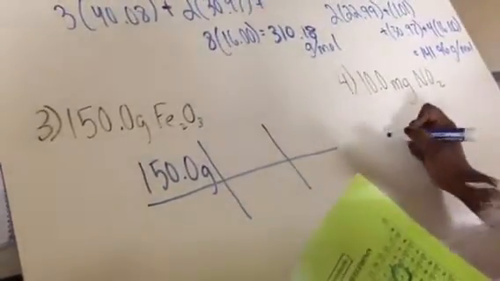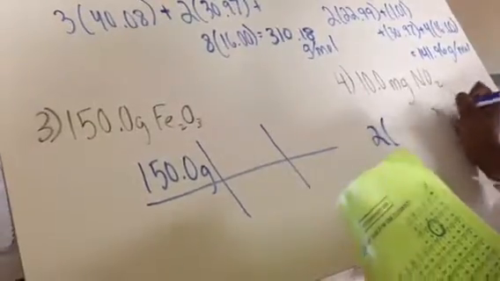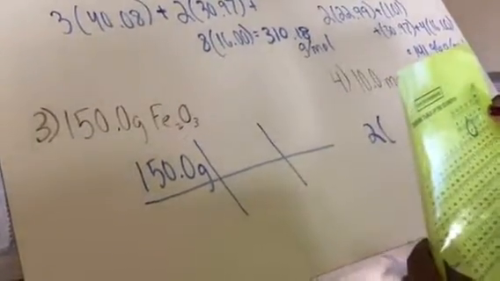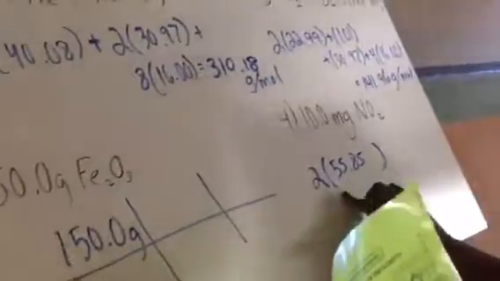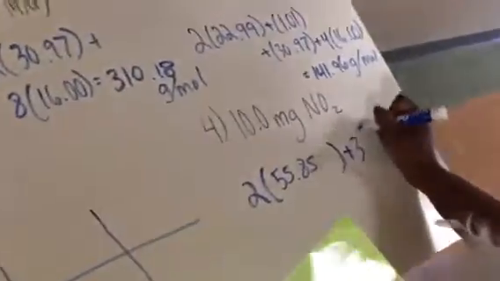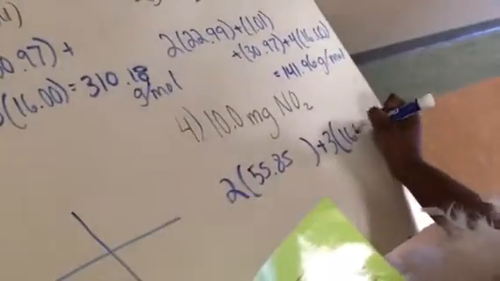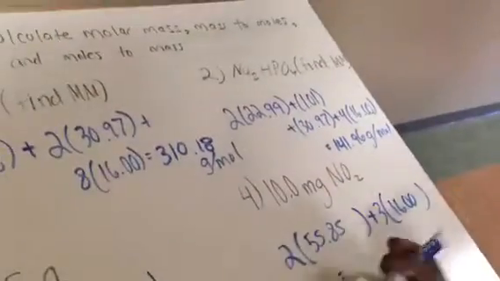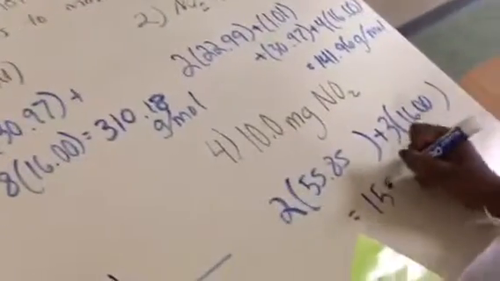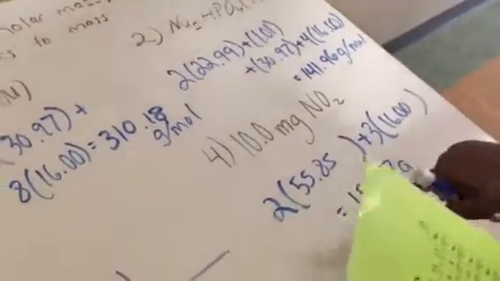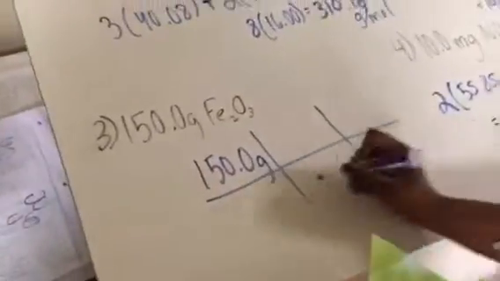So since we have 2 irons, and iron has a molar mass of 55.85, we'll do that plus 3 oxygens, which is 16.00 as its molar mass, and that calculates to 159.7, and that's what we'll put on the bottom right here.